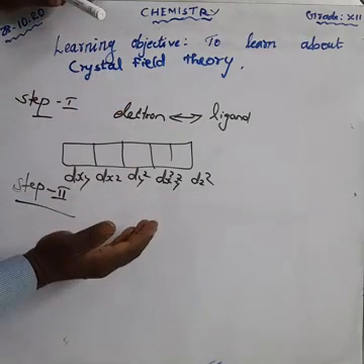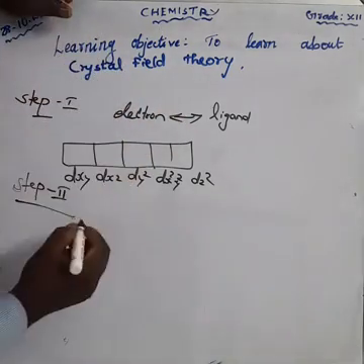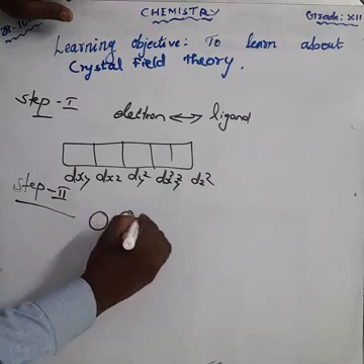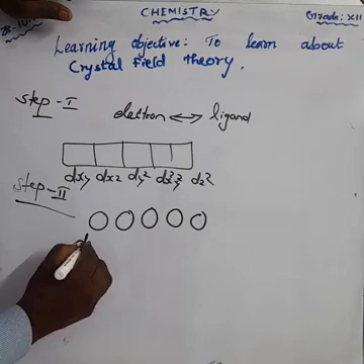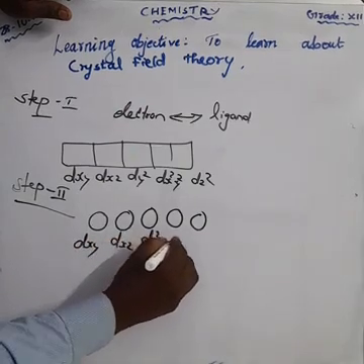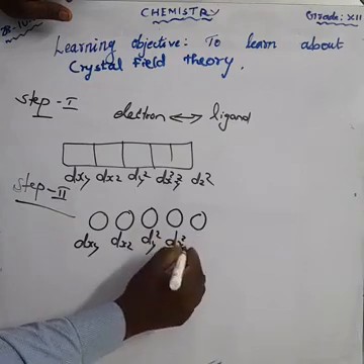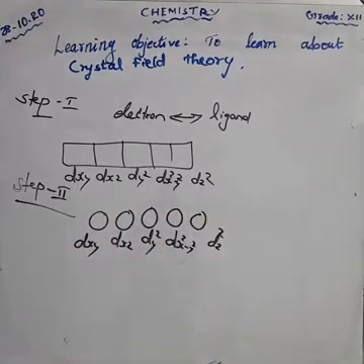Here, the degenerate orbitals now split into 2 sets. Degenerate orbitals: there are 5 orbitals. What are the 5 orbitals? dxy, dxz, dyz, dx square minus y square and dz square. These are the 5 orbitals.